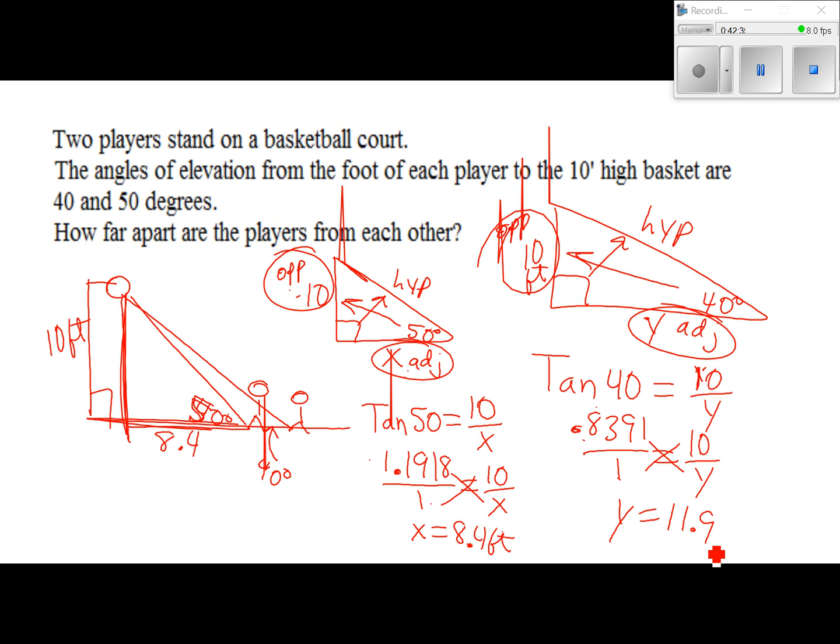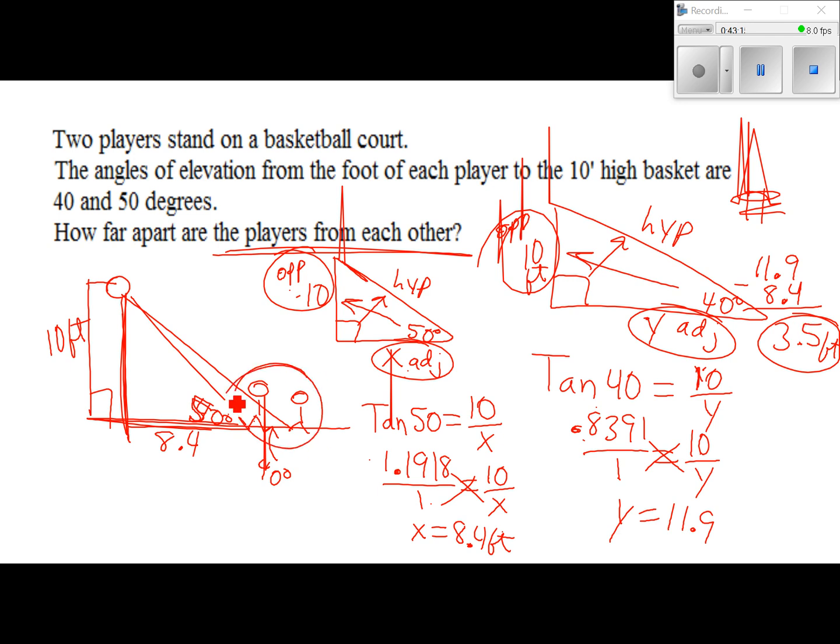So one person's 8.4 feet from the basket, the other person's 11.9 feet from the basket. They ask how far are the players from each other. So what we got to do with that is we got to take 11.9 and subtract 8.4. 3.5, so they're about 3.5 feet apart. Mr. Harrison wouldn't be too happy if somebody was guarding their guy 3.5 feet from him, but that's about how far apart these two people are.